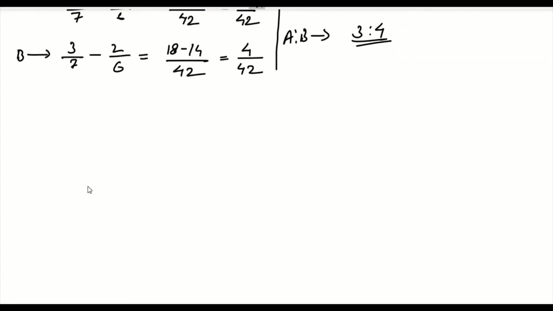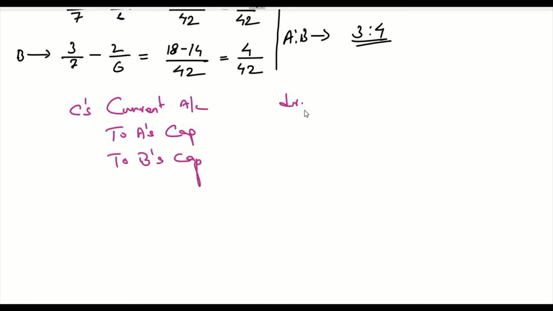So the first journal entry is that, since C is not bringing goodwill in cash, it is going to be C's current account debit to sacrificing partners' capital account. So A's capital, B's capital. It's going to be 14,000, and the sacrificing ratio is 3:4. So it's going to be 6,000 and 8,000.